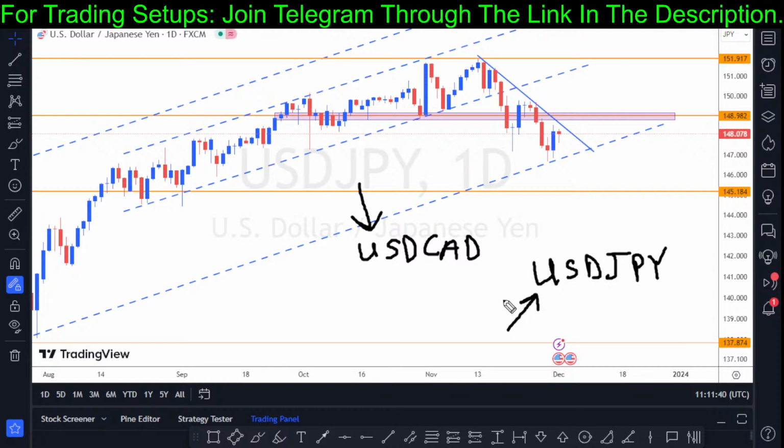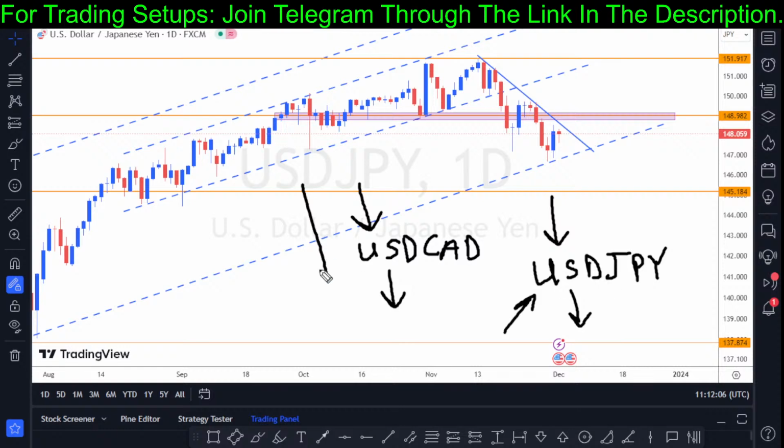Don't do that, right? So what you should be looking out for is a way you can short USD against Canada so that you can have the same market correlation. If you are shorting USD down on Canada, you should be looking out for a way to short USD down on yen. If you are shorting USD on Canada and at the same time you are longing USD against yen, that means you are trading against yourself.